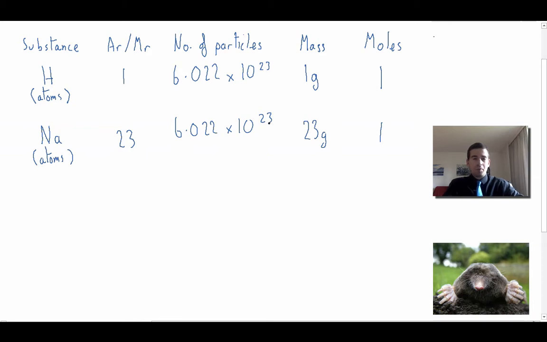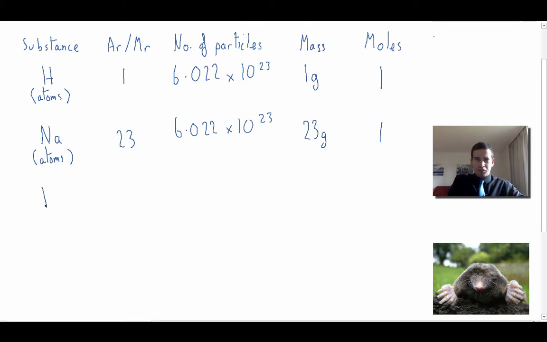Now, because the relative atomic masses are relative to each other, 1 atom of sodium is 23 times heavier than 1 atom of hydrogen. Therefore, if you have the same number of each of these, the 1 mole of sodium will be 23 times greater in mass. And you can see that here. 1 gram of hydrogen is 1 mole, whereas 1 mole of sodium is 23 grams. Does that make sense? It's all about the ratio of masses between the different elements.